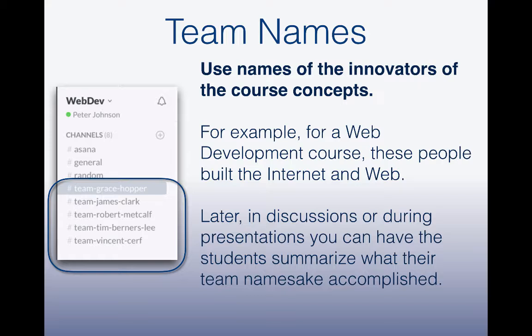When the students were first designing their group projects at the beginning of the course, they had to look up their team namesake and write a paragraph describing what that person did to make the web possible. Later, at the end of the course, during their final presentations, each team had to tell the other students a little bit about their team namesake.